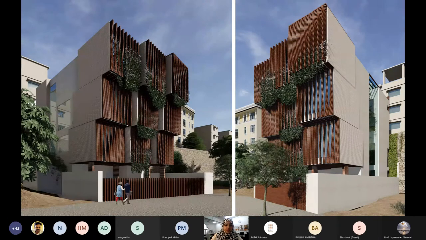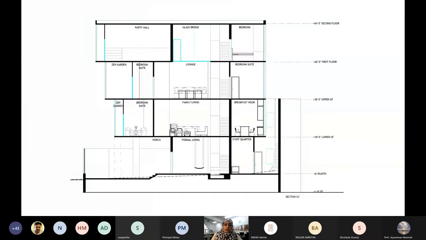So this is the facade. You can see it's almost like these boxes which are just stacked one on top of the other. And then the facade has this sort of louver system, where you have these louvers which are twisted at different angles. So they allow light filtration to happen at different angles, and you also have privacy in different spaces. So this is a section.